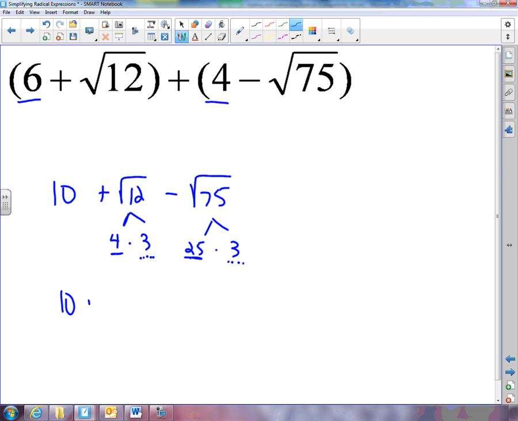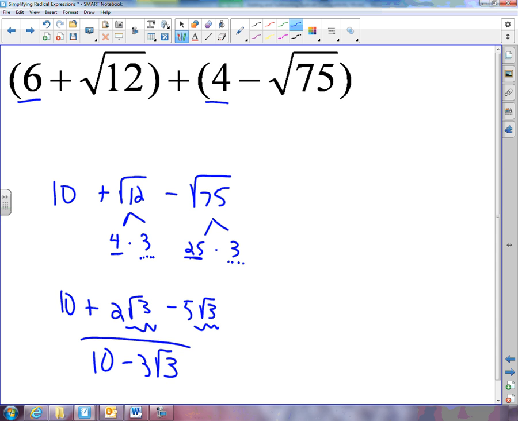So this ends up being 2 root 3 minus 5 root 3. Now I can combine these two together because they're like terms. I'm going to get 10 minus 3 root 3. And that's your answer.